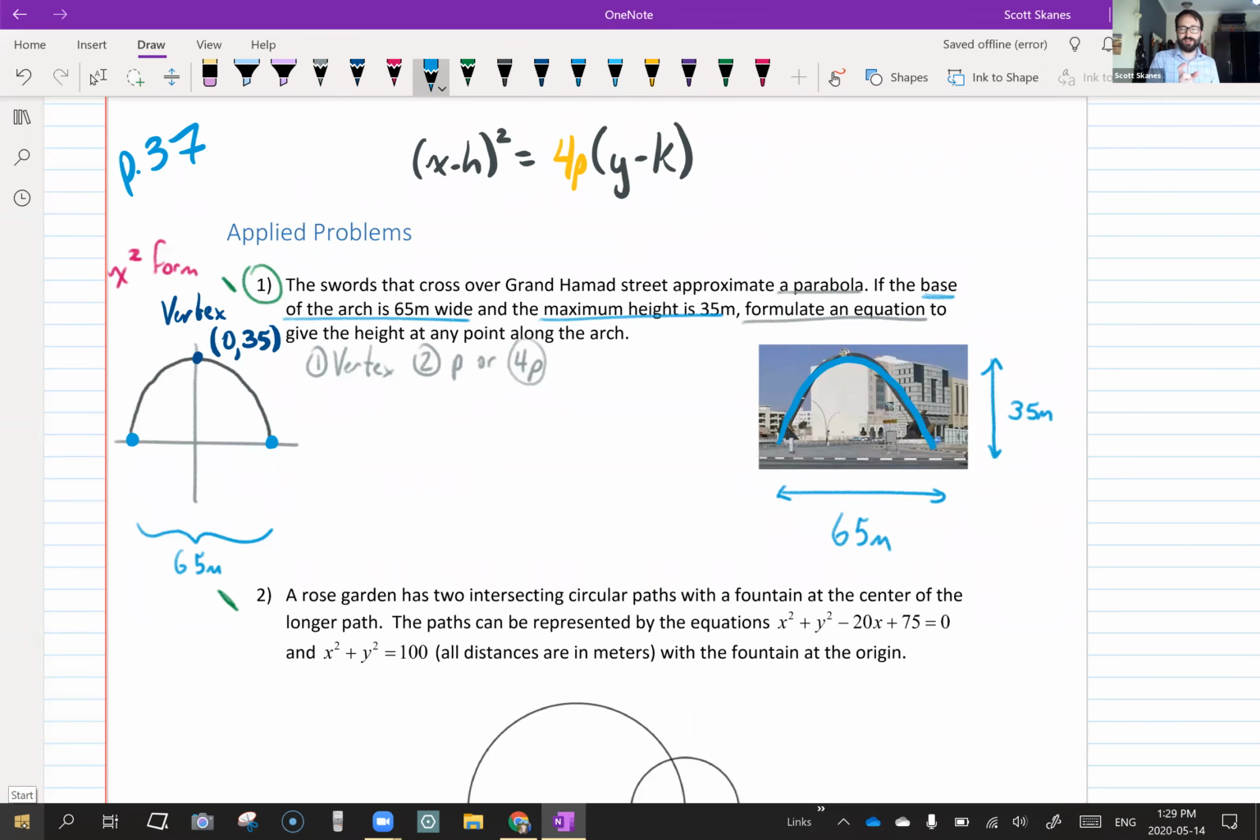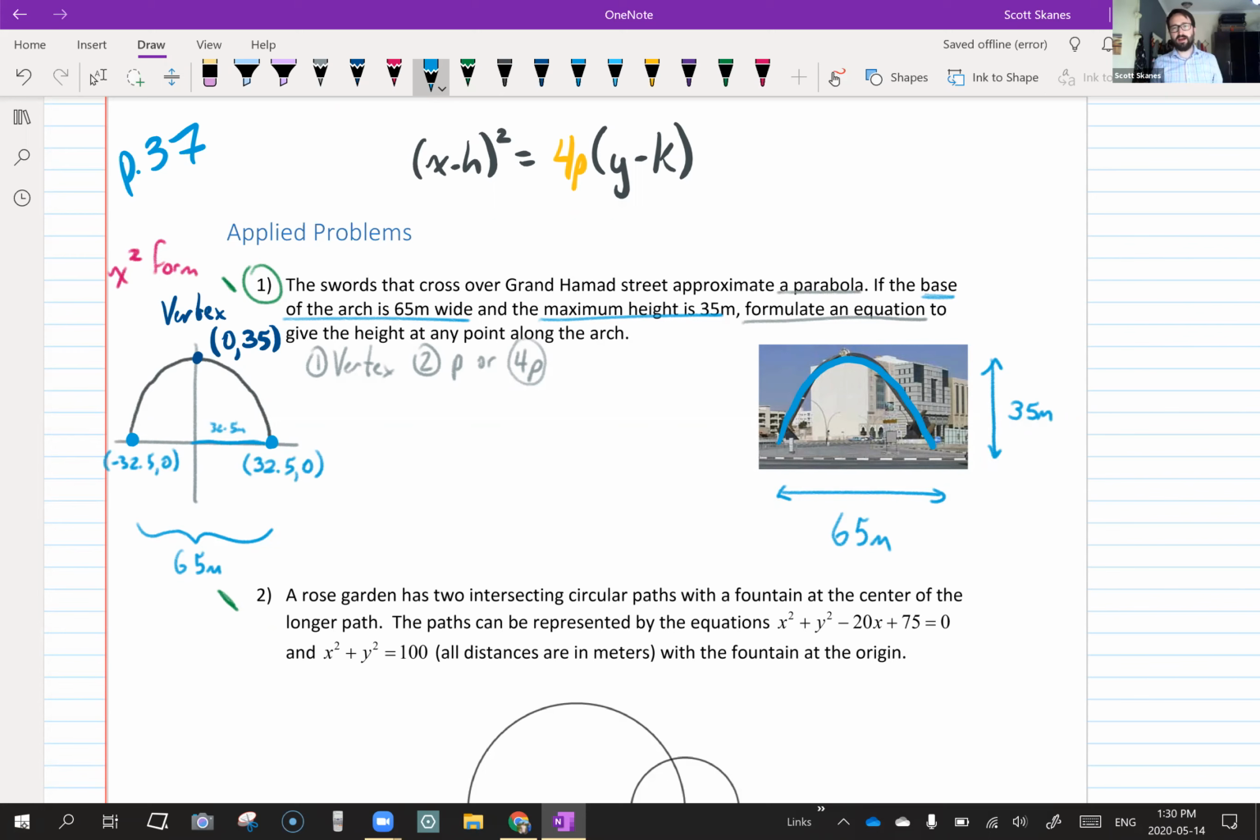I got all flustered because my other computer got all messed up. But yeah, half of 65. If the whole distance is 65, you need to cut it in half in order to get half the distance. So that's 32.5 and 0. And that would be negative 32.5 and 0. That's because this distance here is 32.5 meters, yeah? Half of the total distance.